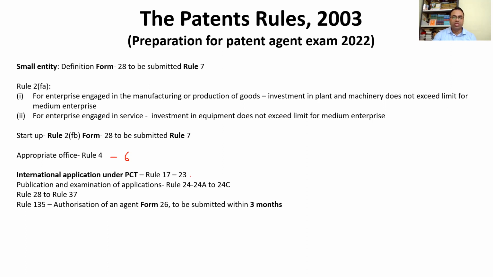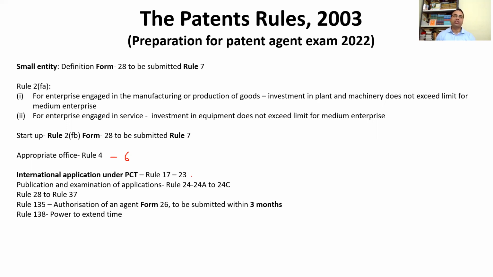Rule 135: authorization of the agent, form 26, to be submitted within 3 months. So if we are authorizing a patent agent to work on behalf of our client, then form 26 needs to be filled. And then rule 138, power to extend time. So this is the power to extend time.